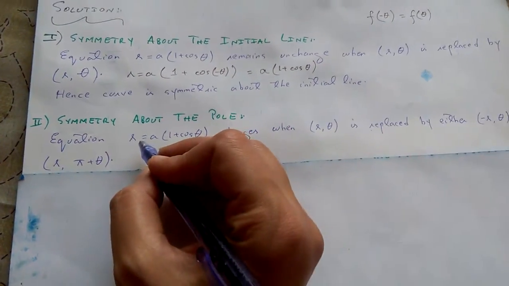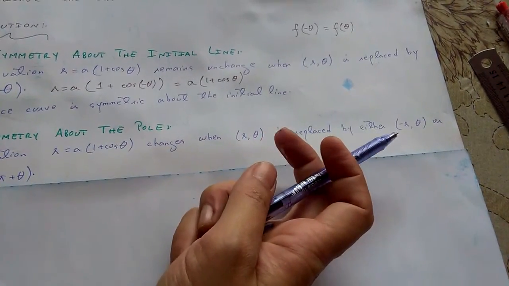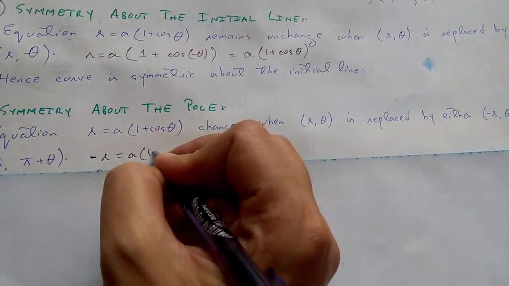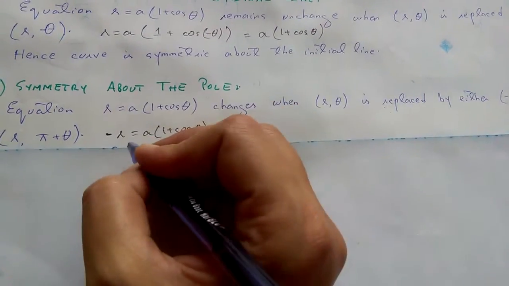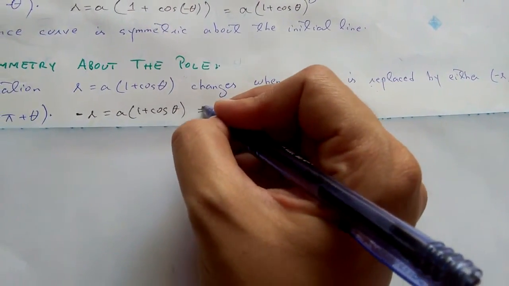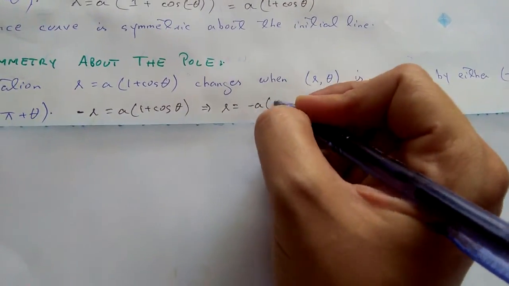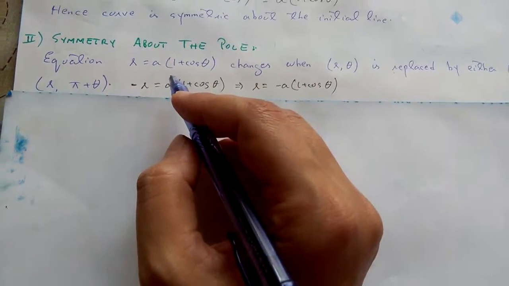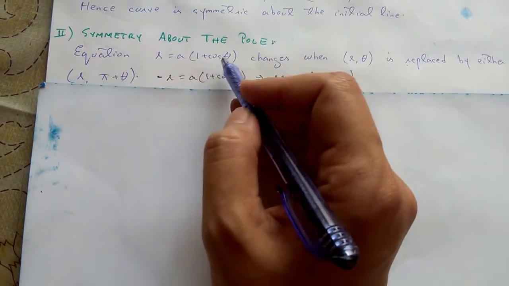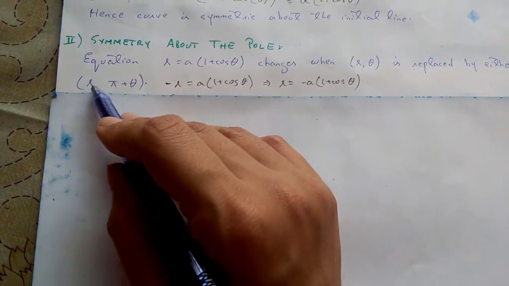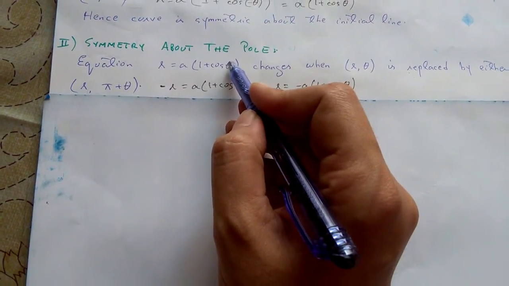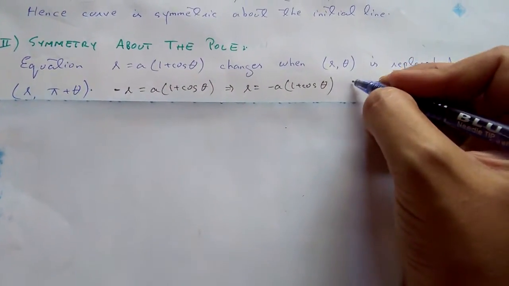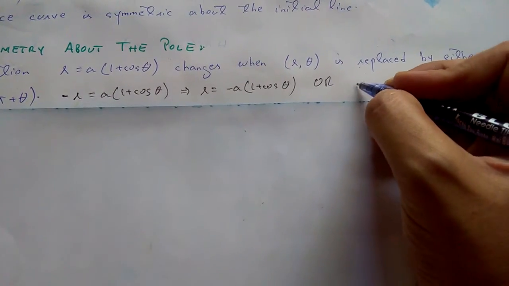If I replace my r and theta by negative r and theta, you can see that negative r is equal to a(1 plus cos theta). So this shows that r is equal to negative a(1 plus cos theta). Now there is a change in sign, so you see the function is not preserved, it is changed. And if you replace (r, theta) by (r, pi plus theta), you just substitute pi plus theta over here, then in that respect as well, the function is going to be changed. It's not going to remain the same.